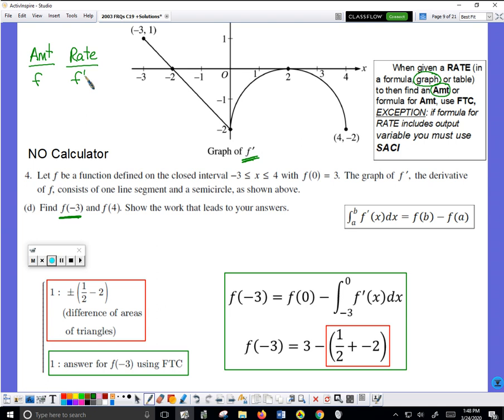So when I'm given a rate and I'm supposed to find an amount, I use the fundamental theorem. Unless our formula for rate includes an output variable, then we have to use the Sassy method. But with a graph of f prime, we can go ahead and use the fundamental theorem. So here's the fundamental theorem. It associates the integral of f prime with the change in f. So I take this equation and I write it out.